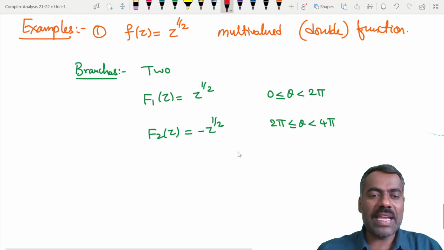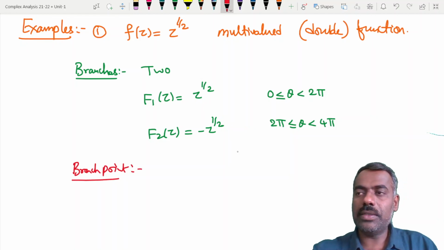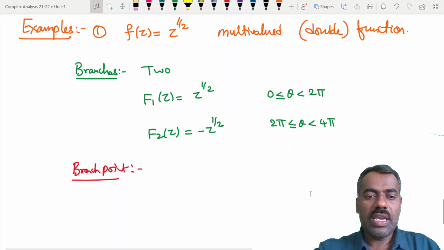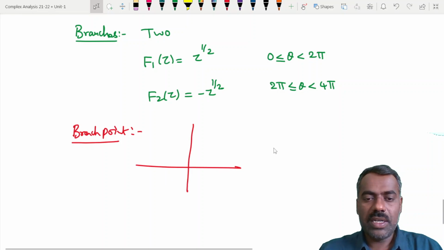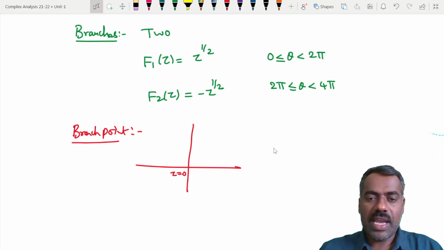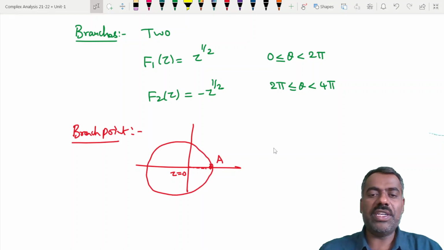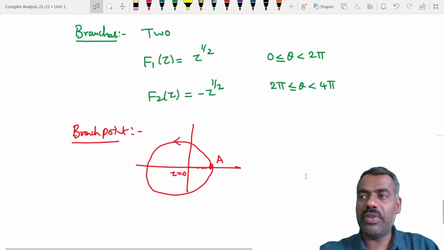Now tell me, what is a branch point here? If you observe this one, we are rotating through the origin. That means in this z plane, take z equal to 0 and take some point A here. Suppose this is my point A. I am rotating in the anti-clockwise direction.